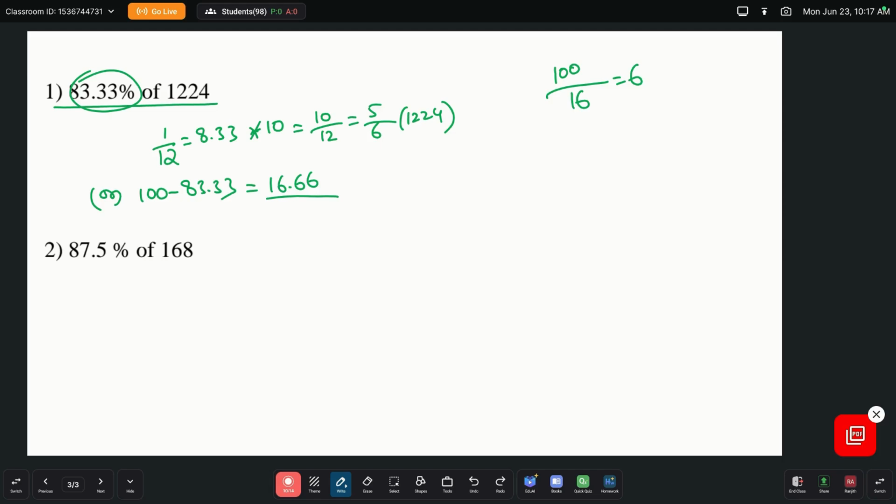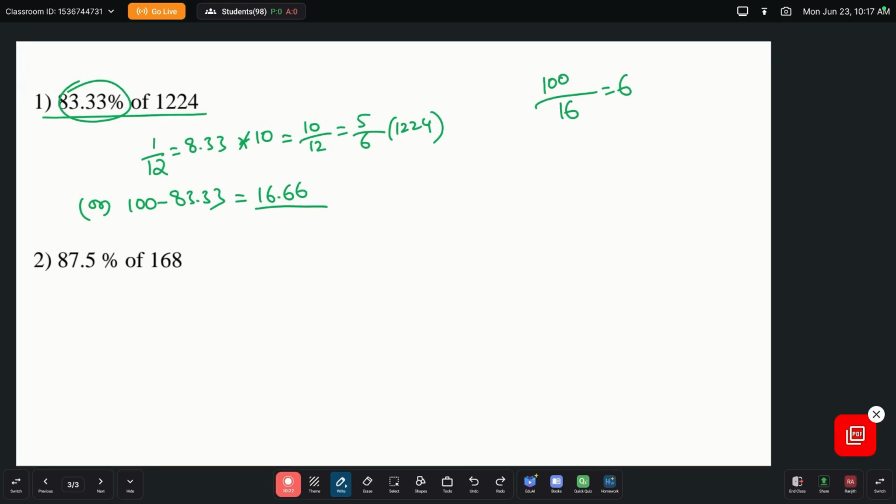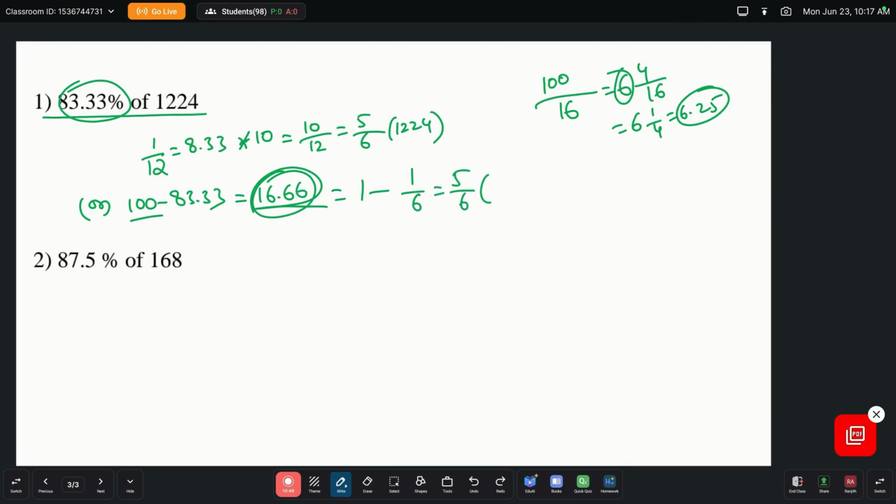100 by 16: 16 sixes are 96. What is the remaining? 4. 4 by 16, so 6 and 1 by 4, which is 6.25. 6.25 is also 1 by 16, or else we are getting 16.66. How many times are we dividing? 6 times. So 100 is nothing but 1 time, and 16.66 will be 1 by 6. So 1 minus 1 by 6 will be equal to 5 by 6 times of 1224.